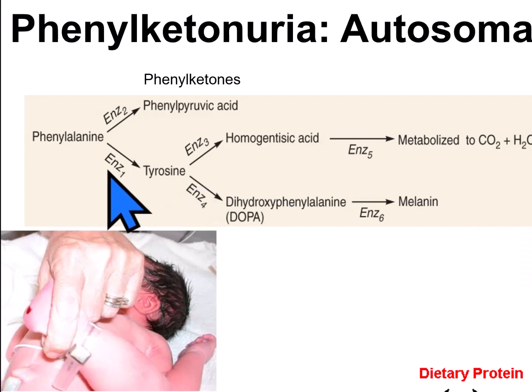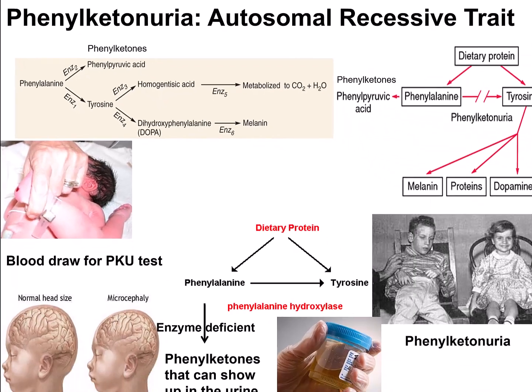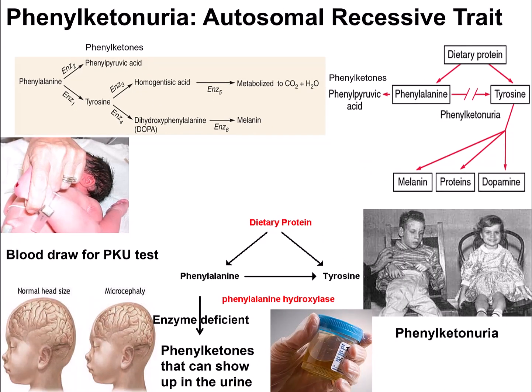Well, if you don't have this enzyme here that converts phenylalanine to tyrosine, then this enzyme will take any phenylalanine you have and make more of this product called phenylpyruvic acid, also known as phenylketones. And these can build up in the body. Their buildup can greatly reduce mental capabilities.